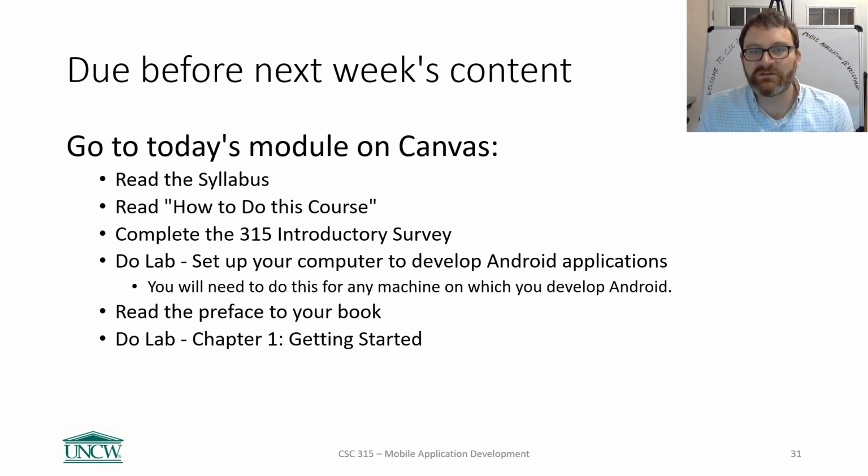Go to today's module on Canvas, read the syllabus. Very important, read this page titled How to Do This Course. Complete a survey for me, please, and then do the lab that's provided there. This is going to get you set up to develop Android applications. It's going to get all the software and code that you need on your machine.